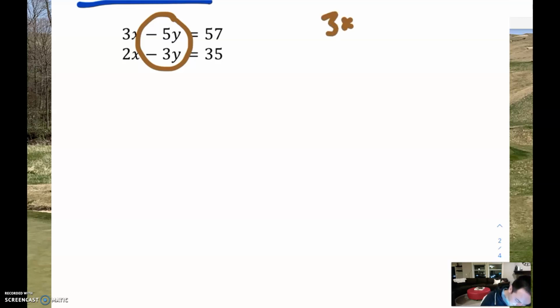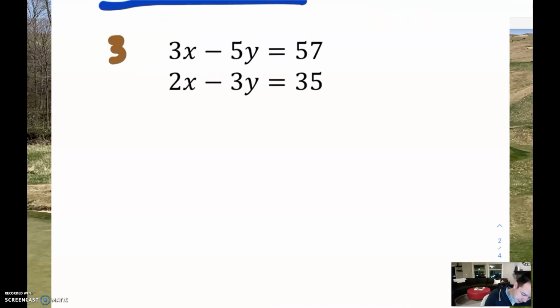3 times 5. That's a 15. I'm going to turn them both into a 15. So let's go ahead and make them a 15. For the top row, I'm going to multiply it by a 3. And we're going to take that 3 and distribute it all the way through.